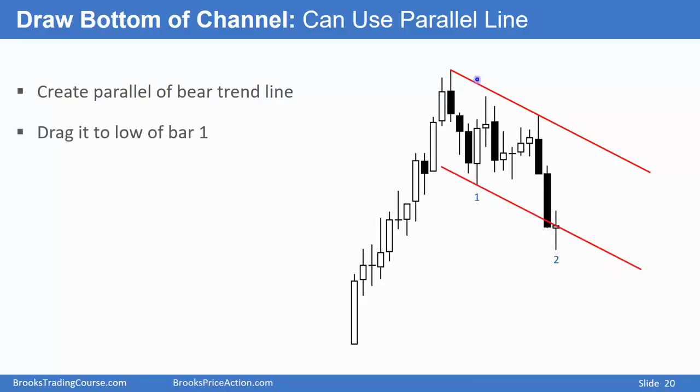So we have this bear trend line, create a parallel, drag it to the low point in between, and you have a channel. And this could be an overshoot of the bear channel that is reversing up at around a 50% pullback in a bull trend. The odds still favor the bulls at this point. The bears have not done enough to make traders think that the bears have taken control.